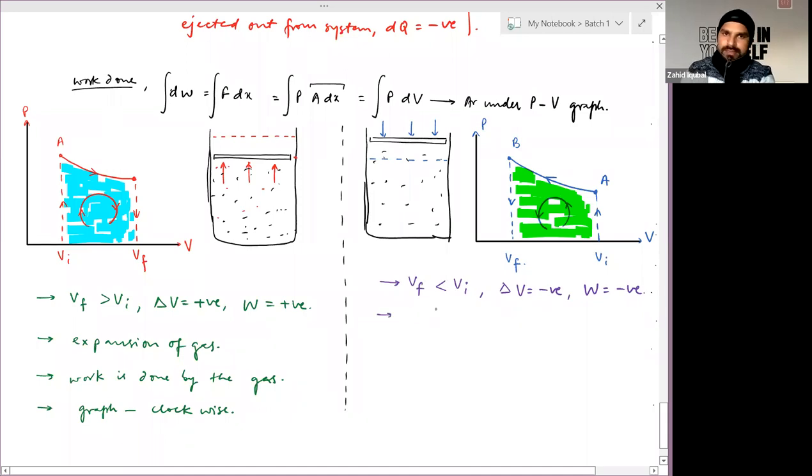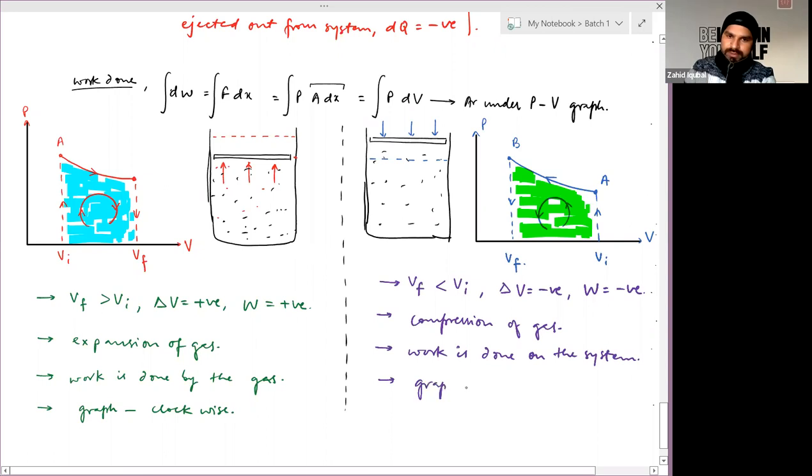Second, gas is compressing, so compression of gas. Next, work is done by an external agency on this particular piston to compress it down, so work is done on the system. And next, in this part, the graph obtained is in anti-clockwise direction.